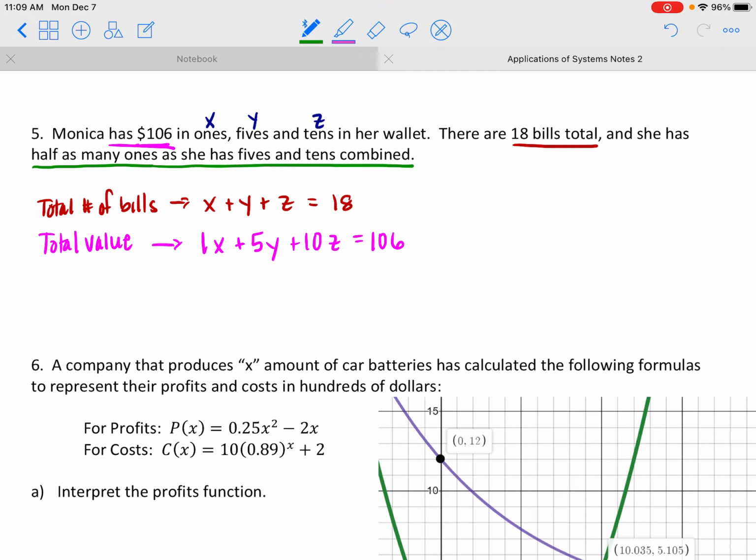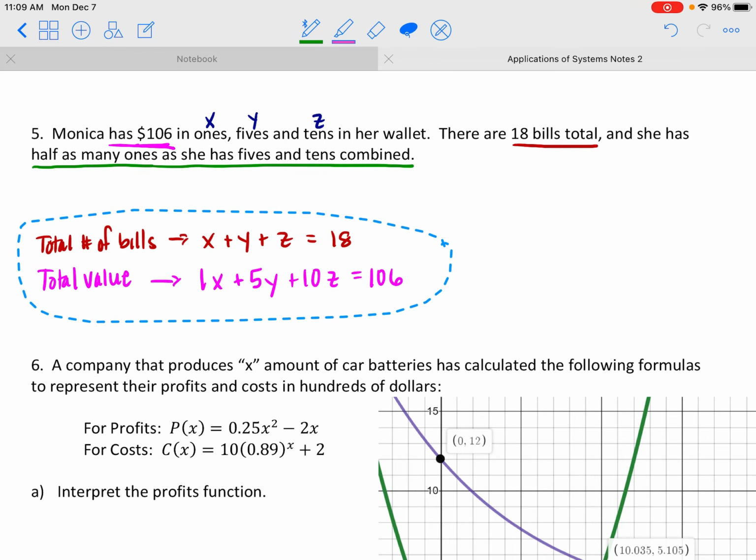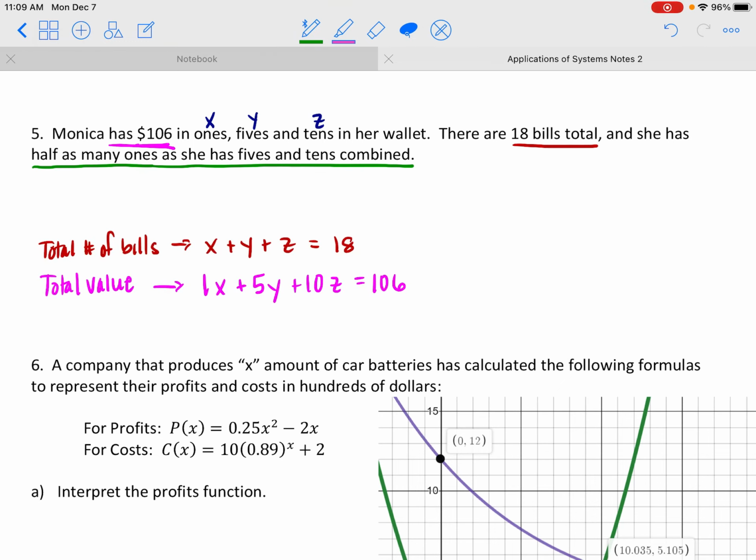Okay? So, again, let me just move this again. Oh my goodness. 3 times a charm. Okay, so in green here, it says she has half as many ones as she has fives and tens. That means the number of ones, which we called x, is half of the fives and tens combined. Now, fives and tens combined would be y's plus z's added together. She has half of that amount combined. So there's our third equation. The number of ones, x, is half of the fives and tens combined.